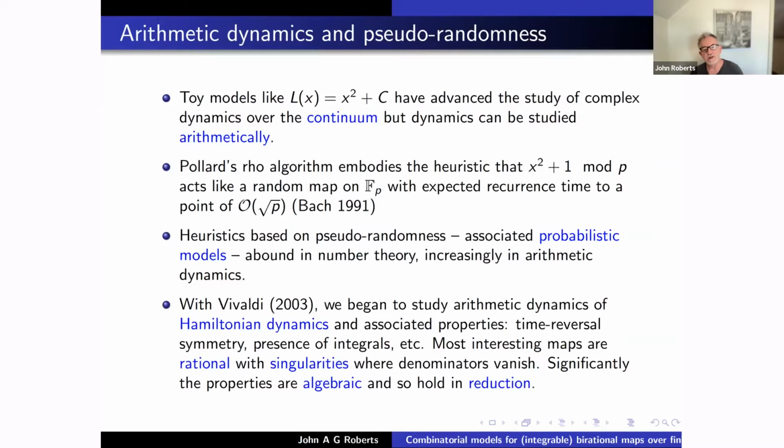So way back in 2003 with Franco Vivaldi in London, we began to study arithmetic dynamics of Hamiltonian dynamics and associated properties. So the idea was, if you're looking for a property over the continuum, and if this property can be expressed algebraically so that it makes sense in the reduction when you go from the complex or reals to the finite fields, then you can look for inferences or signatures of those properties.